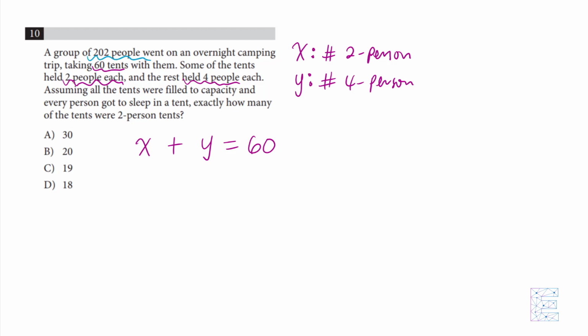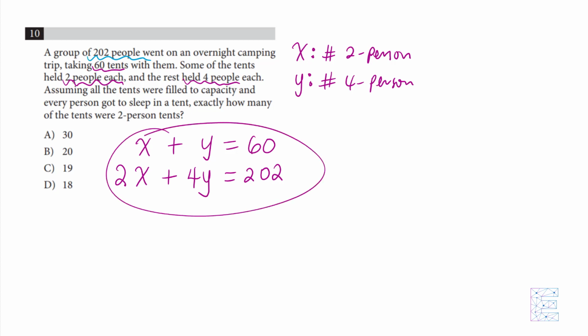Then the next count involves the people. We know that we had a total of 202 people in there. So using the 2 different types of tents, we know there are 2 people per tent, but we don't know how many tents we have, so X. And then 4 people per tent. We don't know how many tents we have. We do know, however, that we have a grand total of 202 people there. So there's our system of equations.